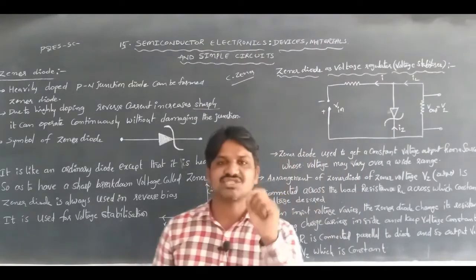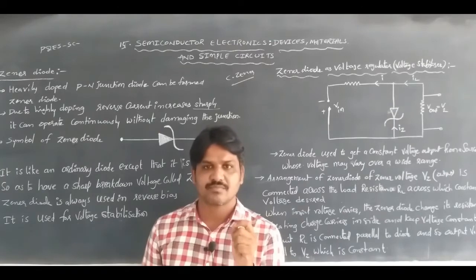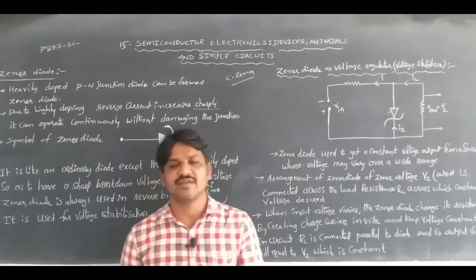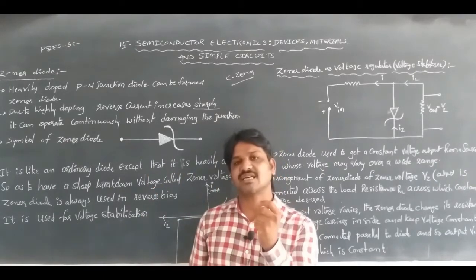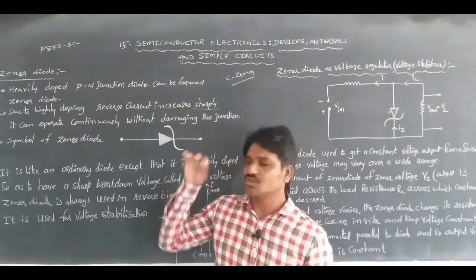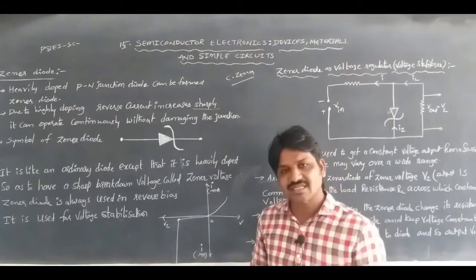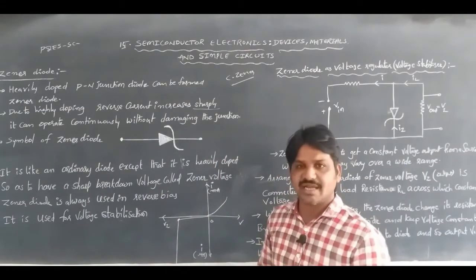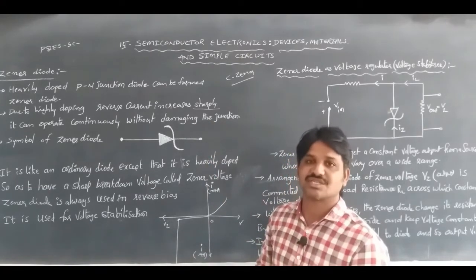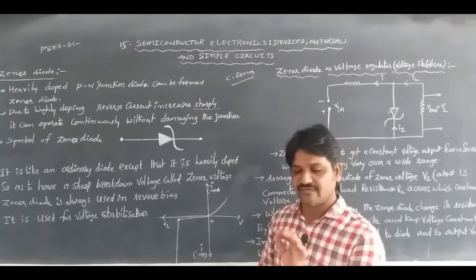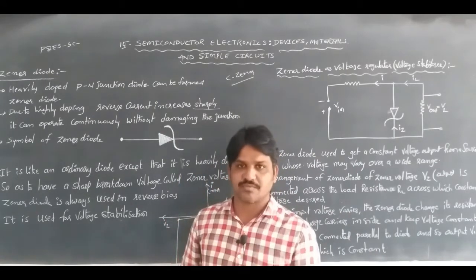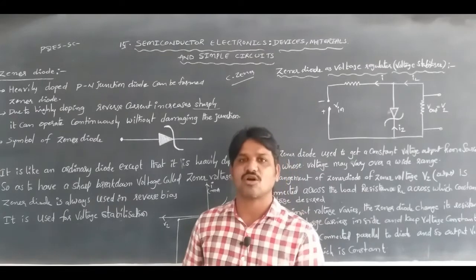Whenever the PN junction diode is doped heavily, a Zener diode is formed. Due to the heavy doping, the reverse current increases sharply. That's why it can operate continuously without any damage. The Zener diode can be used to run the junction without damaging the circuit, to keep the voltage constant.